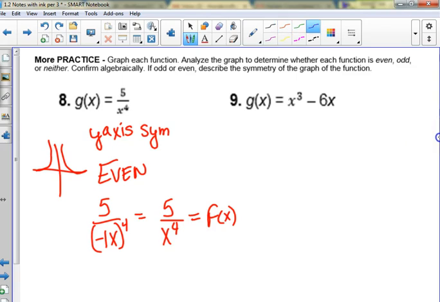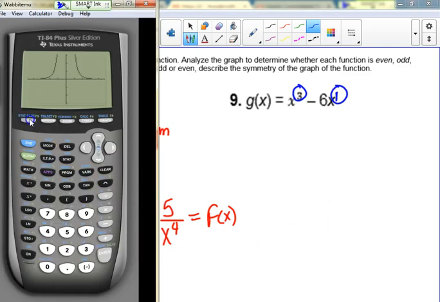All right, what about 9? Can you guess ahead of time? This is odd, and this is a power of 1, so those are both odd powers of x on there. So let's see what happens. I don't know where I got a 5.